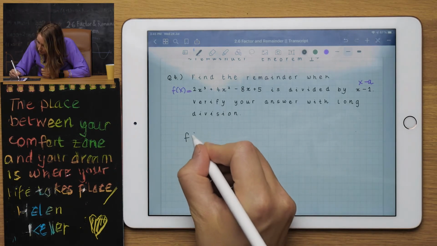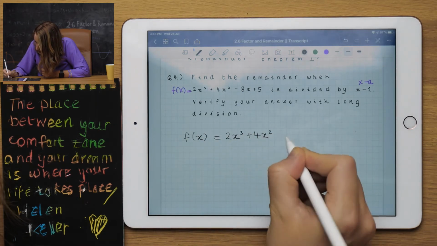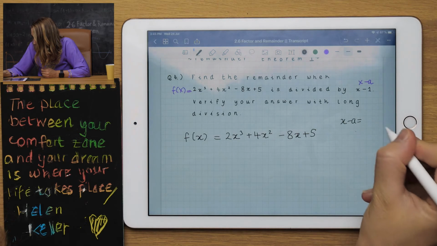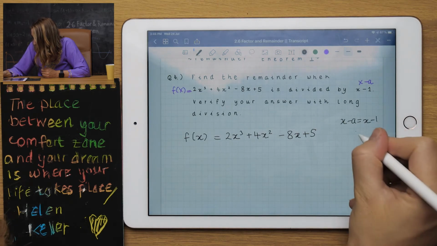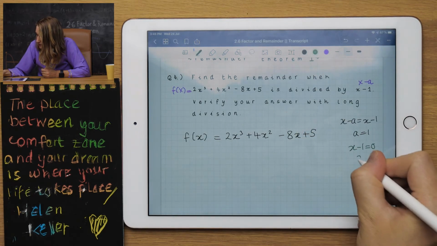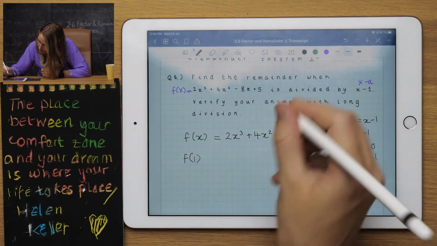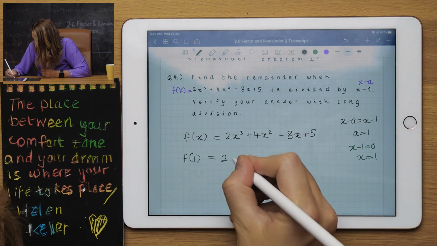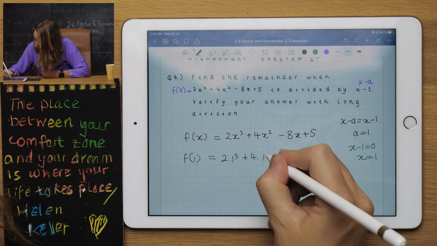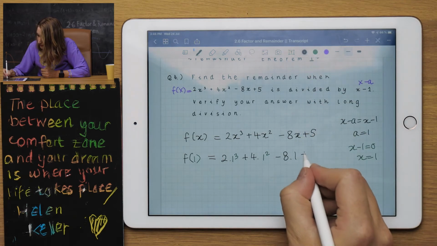So here we go. This is f of x, 2x cubed plus 4x squared minus 8x plus 5. If x minus a is equal to x minus 1, we can see a is equal to 1. The other way that I usually do this is do x minus 1 equals to 0, x equals to 1. So here we go. F of 1 is equal to 2 times 1 cubed plus 4 times 1 squared minus 8 times 1 plus 5.